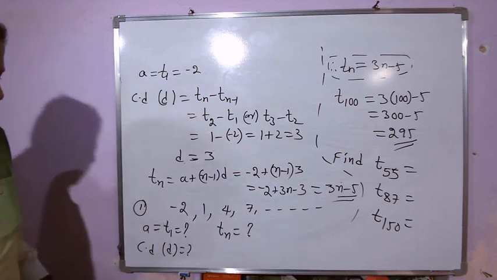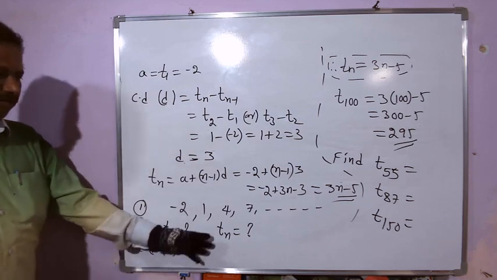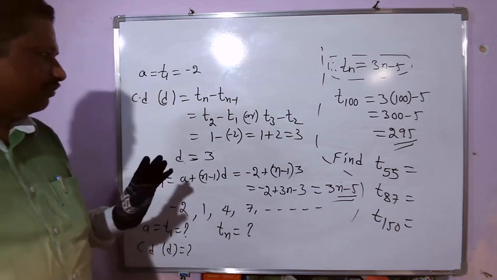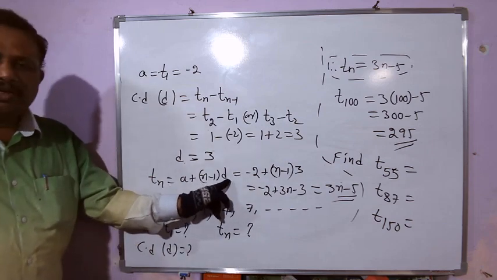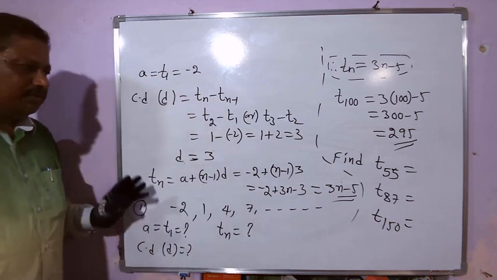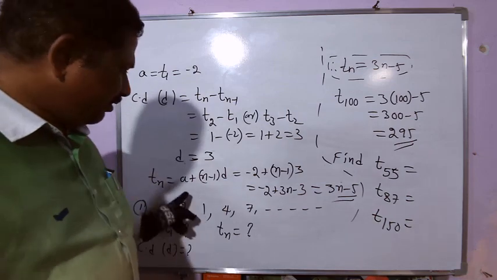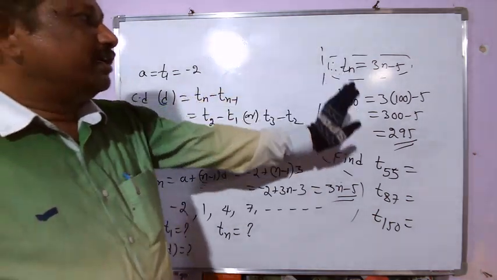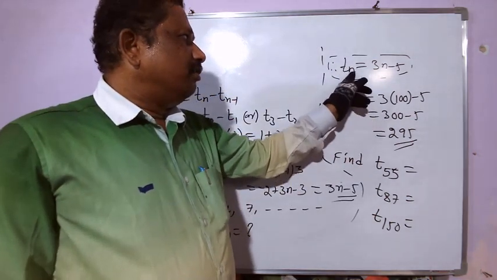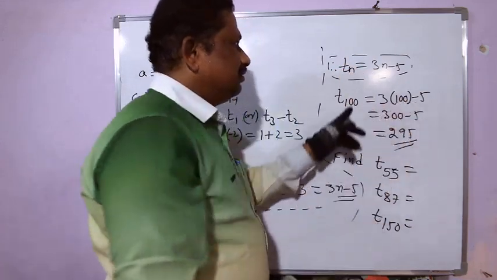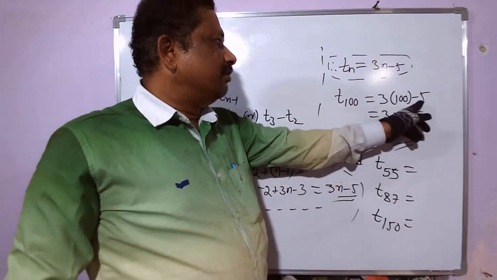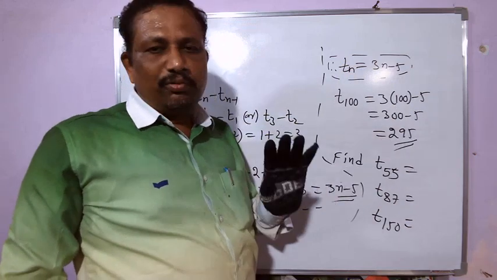Okay? Clear? In the same way, after common difference, the nth term. How do you get the nth term? First term plus n minus 1 into common difference. If I ask to simplify it, you will get this one. If I ask to find the 100th term, wherever you have n in the nth term, there you simply substitute 100. So here, 3 into 100 minus 5, 300 minus 5, 295 you get.